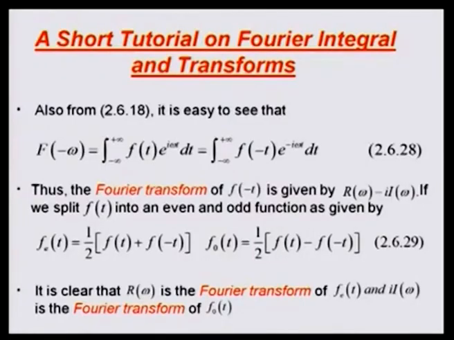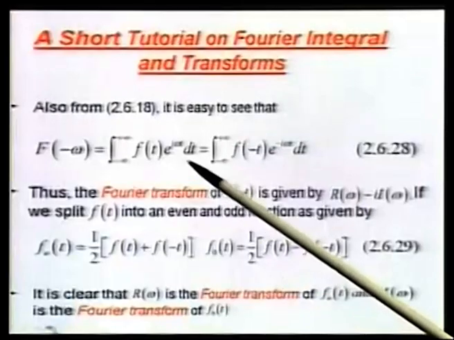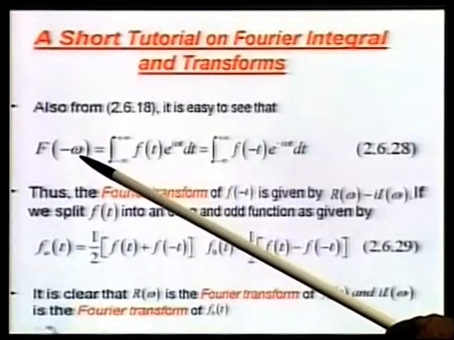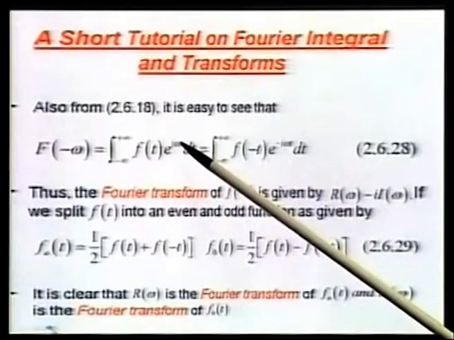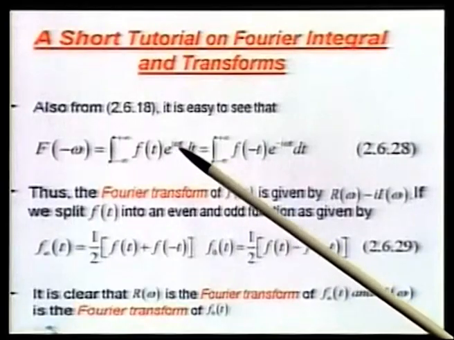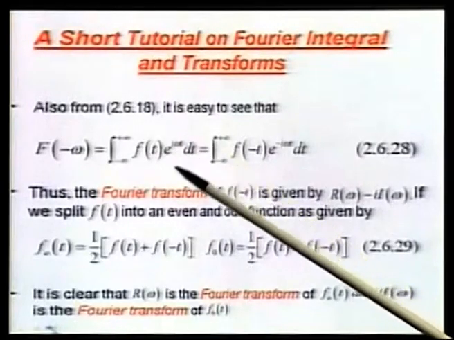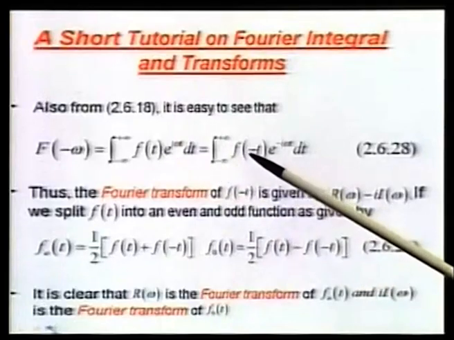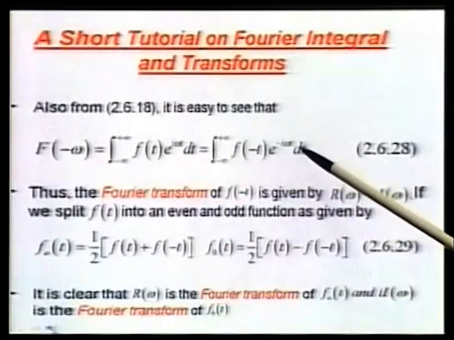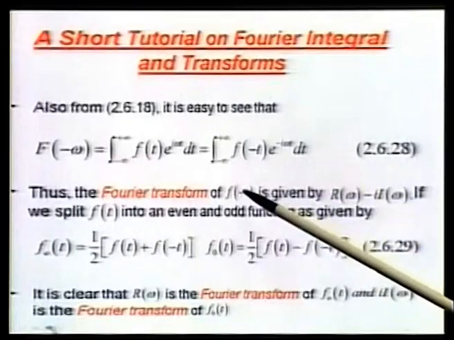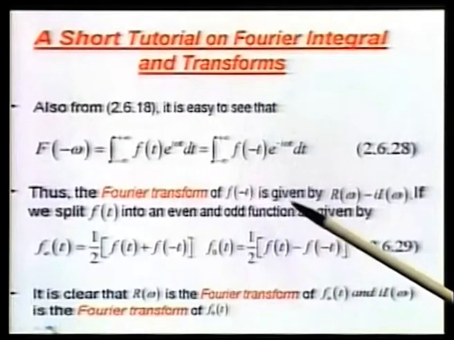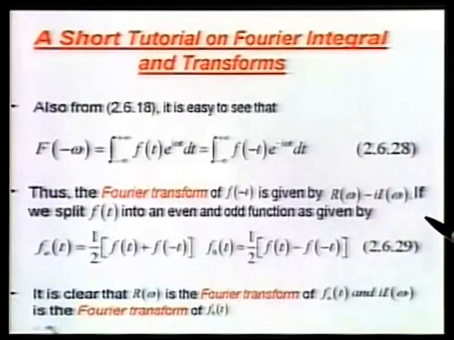Now, one interesting aspect is if I replace omega by minus omega, then you can see that earlier I had e to the power minus i omega t. So, it becomes e to the power plus i omega t, and that would be simply nothing but the integral of f of minus t e to the power minus i omega t dt. So, the Fourier transform of f of minus t would be given by the complex conjugate of F of omega, right.